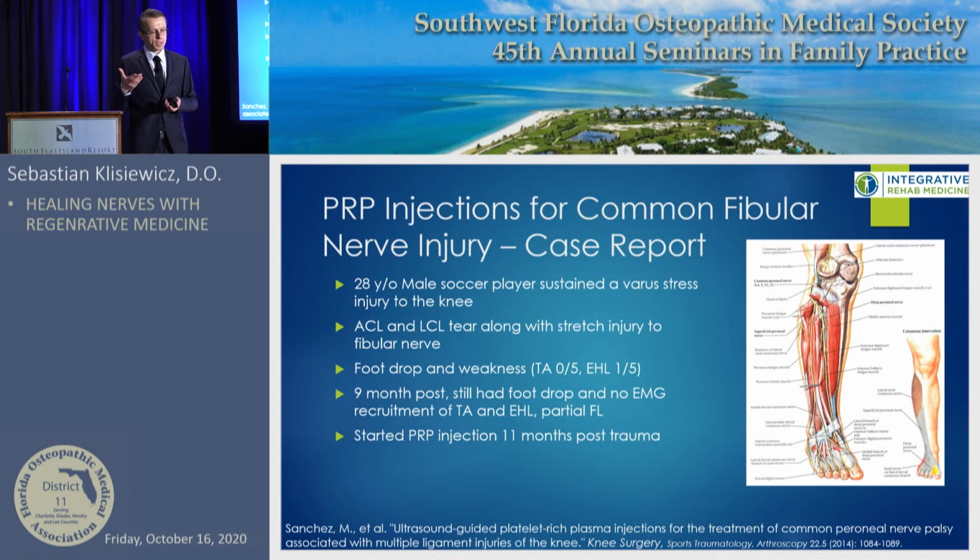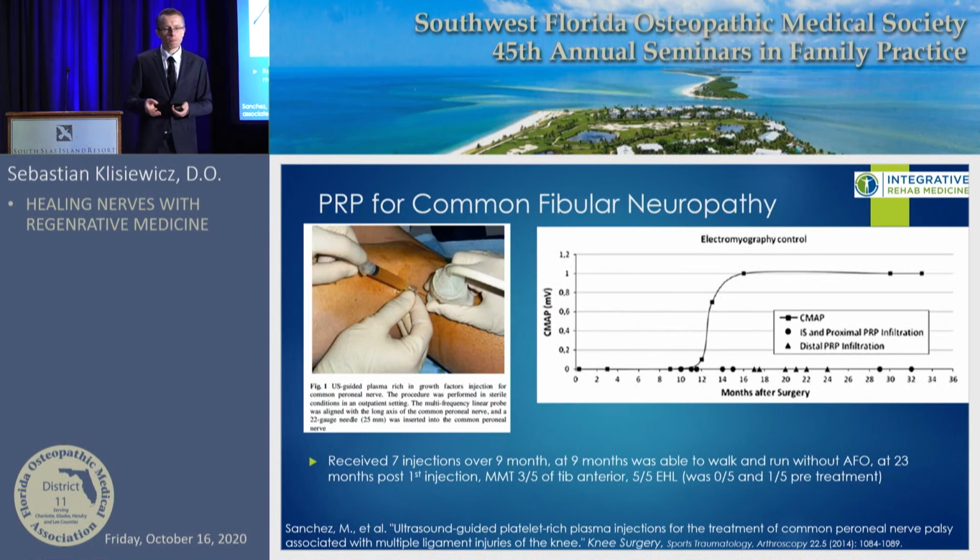So Dr. Sanchez started injecting PRP, and he started the PRP injection 11 months later, so about a year after his injury. And this guy cannot move his foot at all. So he did the intramural injections right at that injury. He did it distally and proximally. And the patient received 7 injections over 9 months. And at 9 months, he was able to walk and run without the AFO.